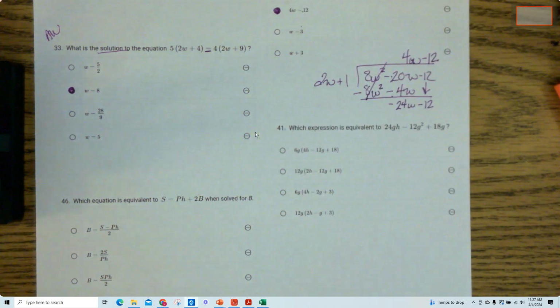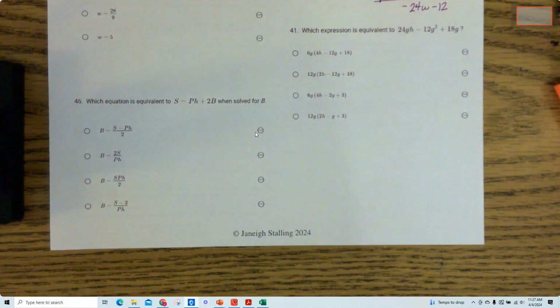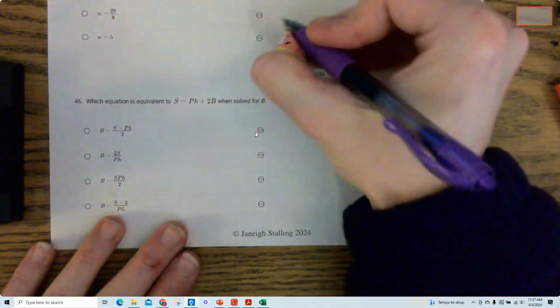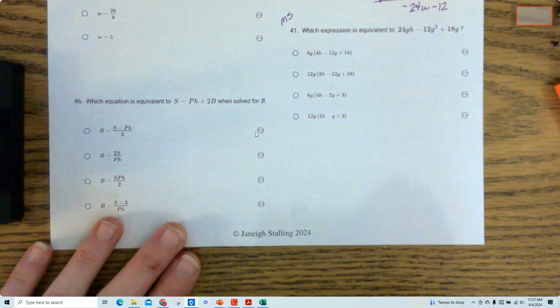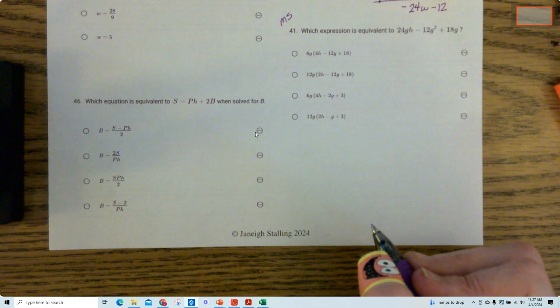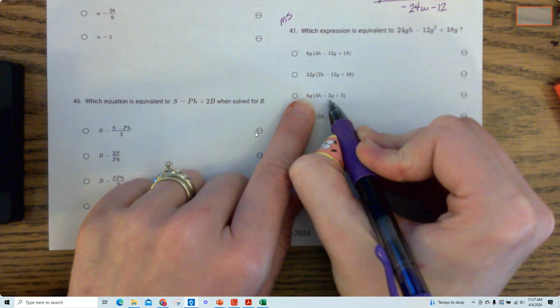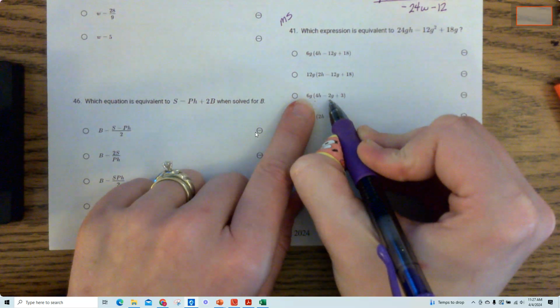All right, 41. Who's explaining that one for me? All right, Miss Margie, how do we do 41? So, you go through and you look at all the answer choices. Okay. And you can see that 6 and 4 equals 24 and 12 and 2 equals 24. So you can't eliminate anything off of that. Okay. And then the G and the H can make GH.